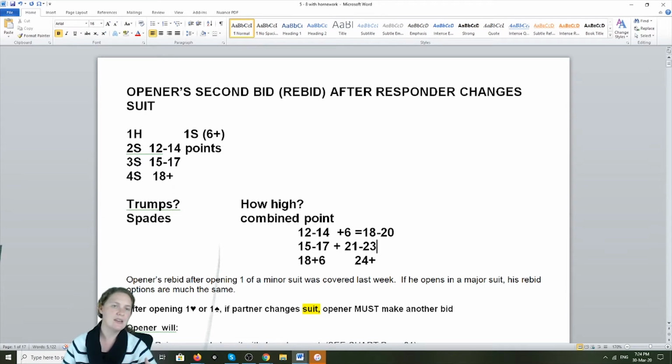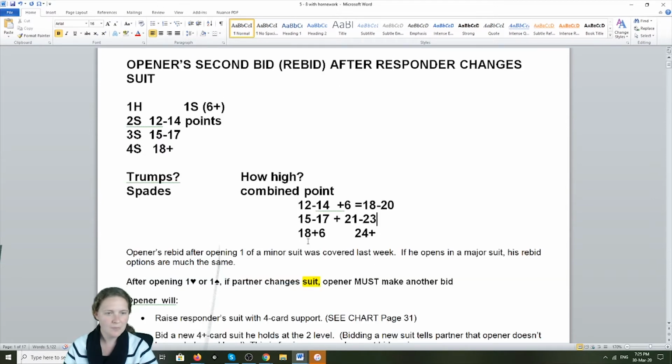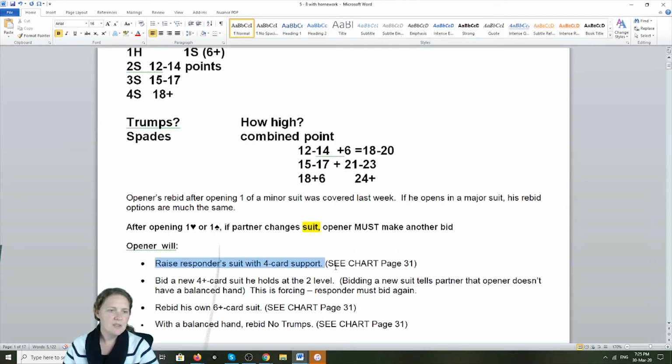But if they do have some more, say 10 or more, or even potentially 9, they should still also give it a go and bid on to 4 spades. So that was our first thing. If we've got 4 card support, we want to raise our partner's suit.